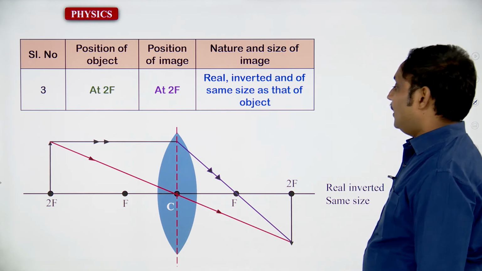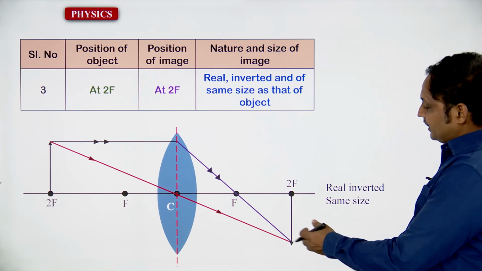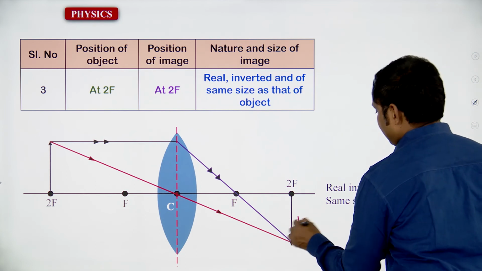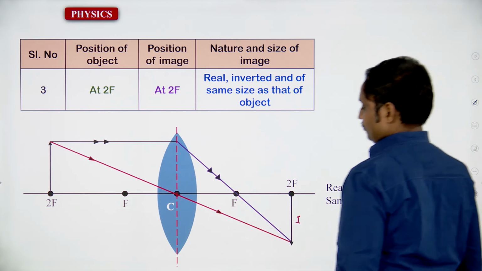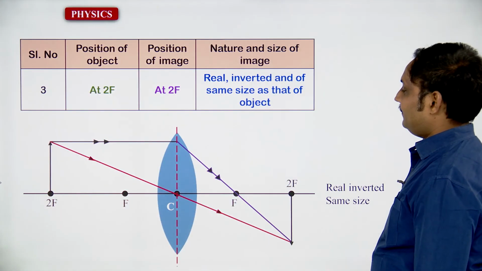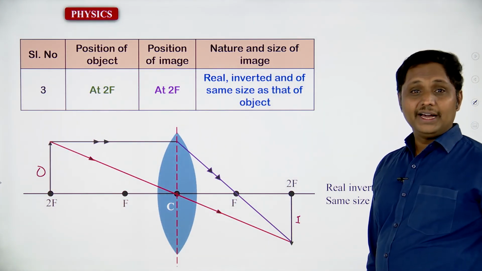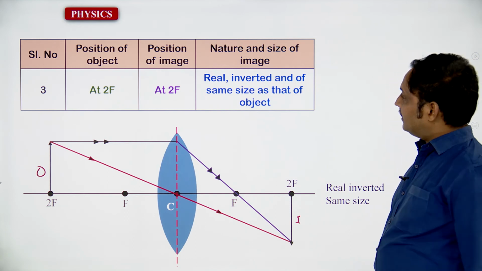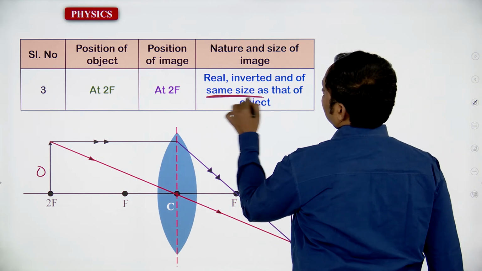Yes, okay, we would like to confirm this is the image. We have to take that this is the object. All right, we have to see O and I. Yes, you have to take that. This is also one important point.